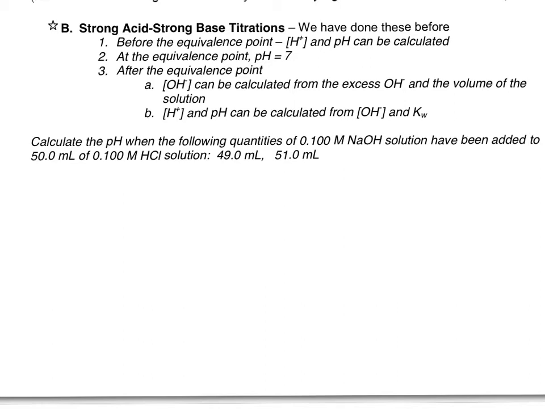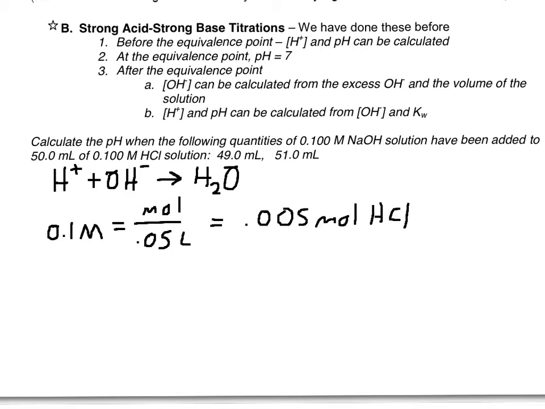And we start the same way we started all of the others, with our balanced chemical formula. Strong acid, strong base titration problems always have the same basic balanced chemical formula. It's going to look something like this. Now I have 50 milliliters of 0.1 molar HCl. I'm going to add 49 milliliters of NaOH to it, and I'm going to add 51 milliliters of NaOH to it. So let's start with the 49 one. First off, let's see how many moles of HCl I've got. And then let's see how many moles of NaOH I'm going to be adding to this.